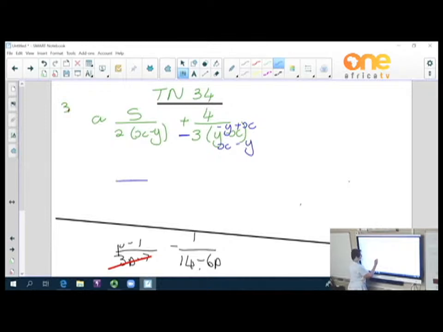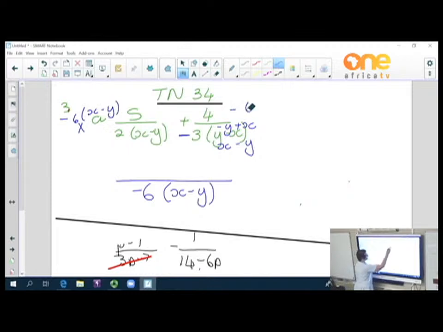So now I still need to find my LCM. From 2 and 3, it will be 6. Okay, but now I have a negative 6 there, and then it is x minus y there. So now I'm going to multiply with negative 6 x minus y. And here you multiply with negative 6 x minus y.